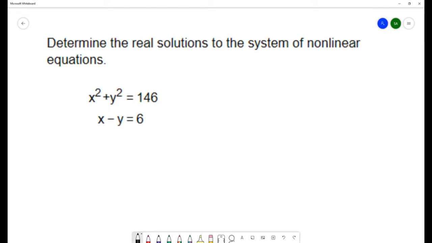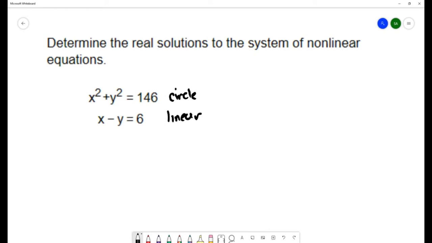So as I'm looking at it, what I like to do with systems like this is to get a little graph representation first so I can get an idea of how many solutions I might end up with. So I've got this first equation, which is x squared plus y squared equals 146. This is the equation of a circle. And the second equation, x minus y equals 6, is a linear equation.